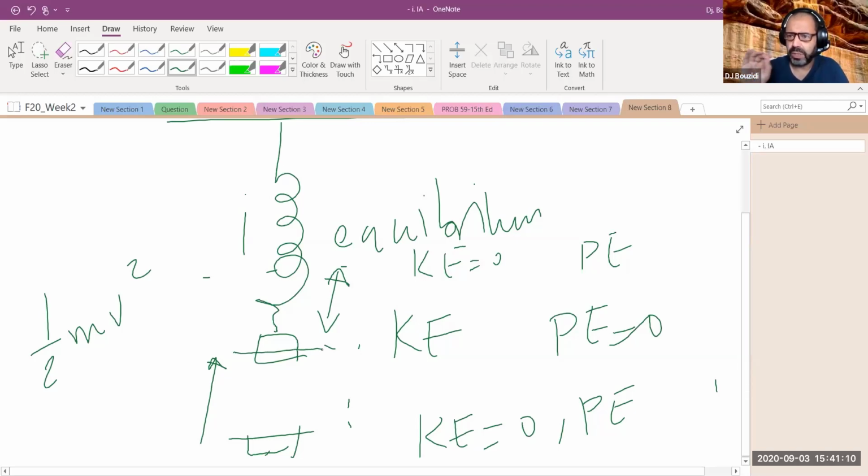The spring now is relaxed. I don't have potential energy anymore, but I have built kinetic energy now, all of a sudden, the one that I lost in the compression stage. So at that point, I have kinetic energy, but the potential energy is 0.